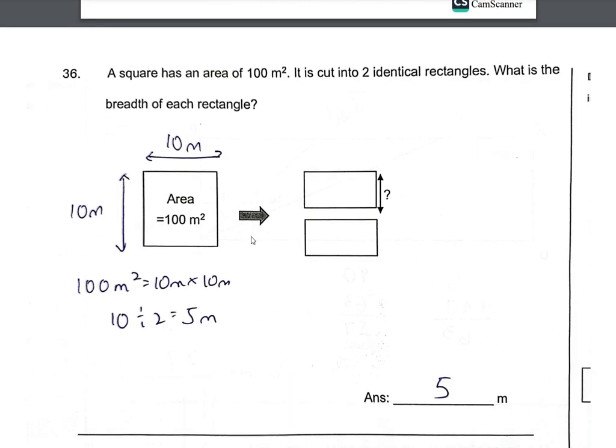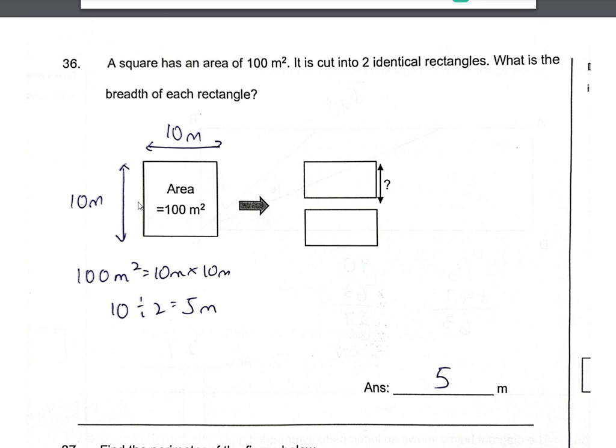Now, question 36. A square had an area of 100 square meters. It is cut into two identical rectangles. So what's the breadth of each rectangle? Now, let's go to a square first and area. Area is equal to length times breadth. So the length here times the breadth here, I will have 100. Since it's a square, all the sides are equal. 1 times 1 is 1, 2 times 2 is 4, 3 times 3 is 9, 4 times 4 is 16. The only numbers I can multiply to give me 100 are 10 times 10. 10 times 10 will give me 100.